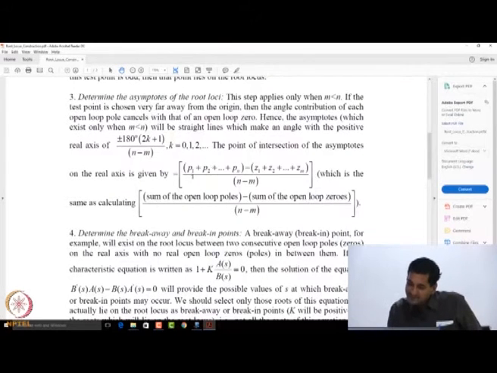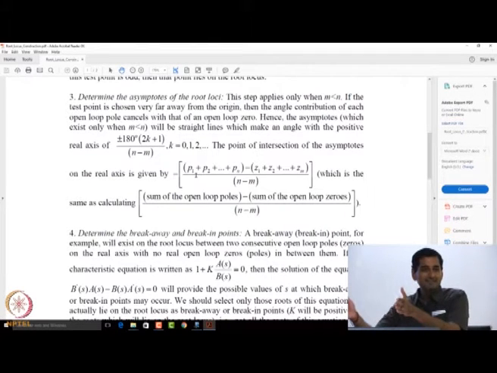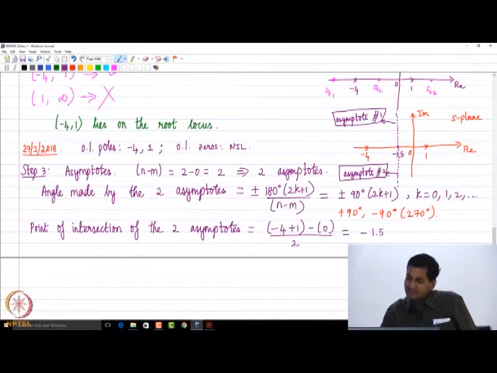So I take the minus sign inside, right? So this formula becomes easy. I prefer that you remember this formula because it's easier. You write open loop poles, sum everything, then sum all the open loop zeros, subtract, and divide by n minus m. It's easier to remember. That's why I suggested this formula. So that's essentially the calculation of asymptotes.